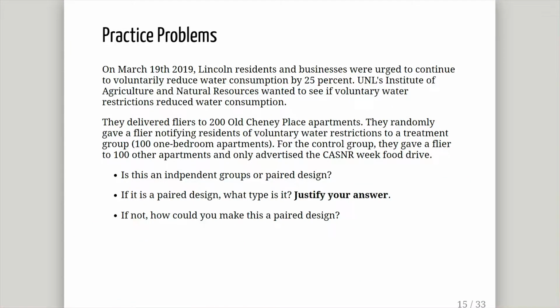Awesome, we are done with this problem. Let me know if you have further questions. But please remember, this study is best as an independent groups design, and therefore paired designs won't always be the best solution or the most appropriate solution. Please reach out to me if you have further questions, though. I'm happy to talk.